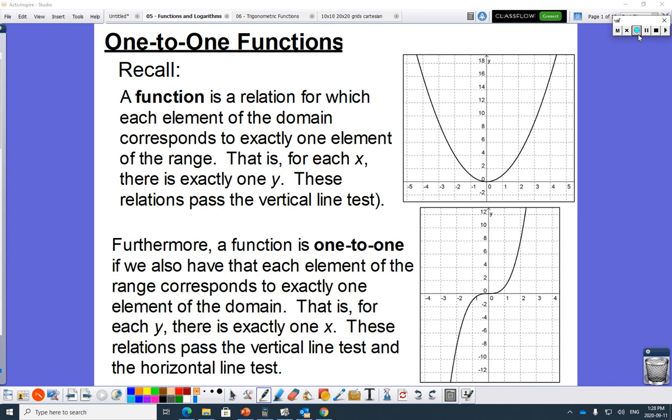A function is a relation for which each element of the domain corresponds to exactly one element of the range. That is, for each x, there's exactly one y. These relations pass the vertical line test. Hopefully, we beat you to death with that along the way. And we acted like, why wouldn't functions all be like this? Every x value has their one y value.